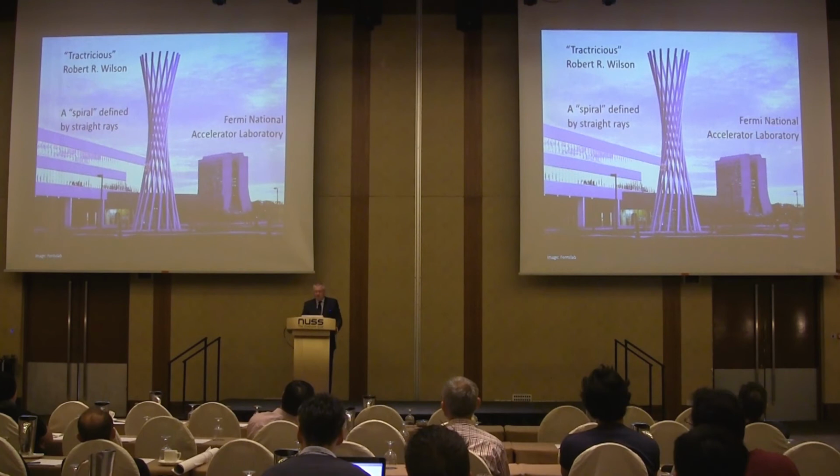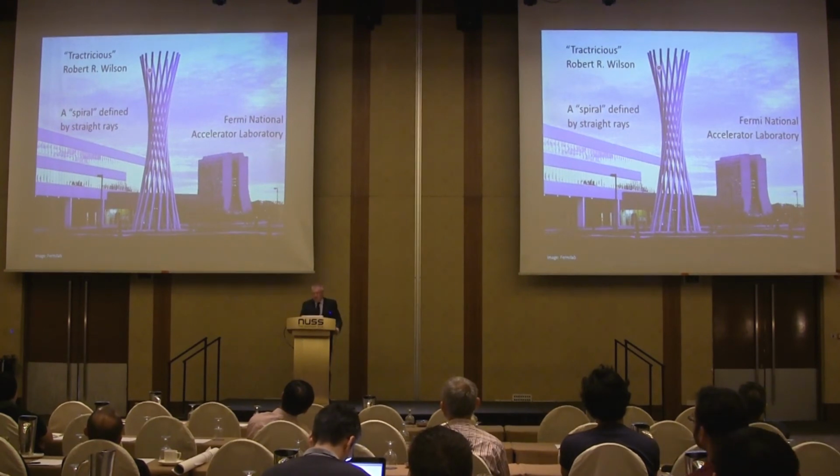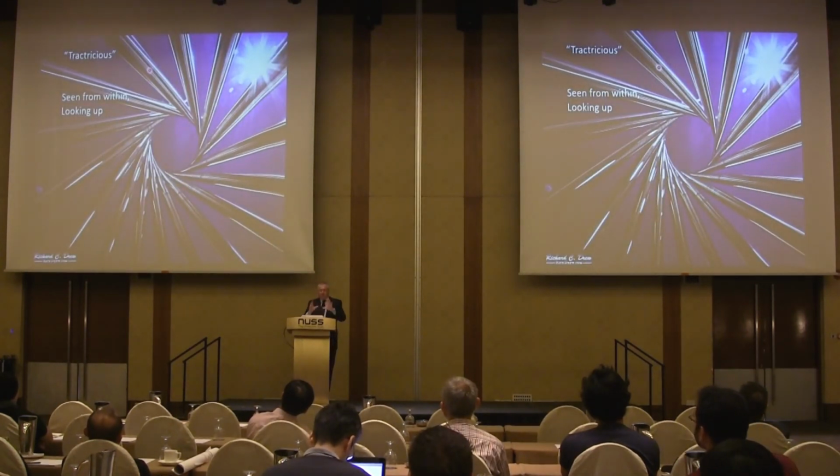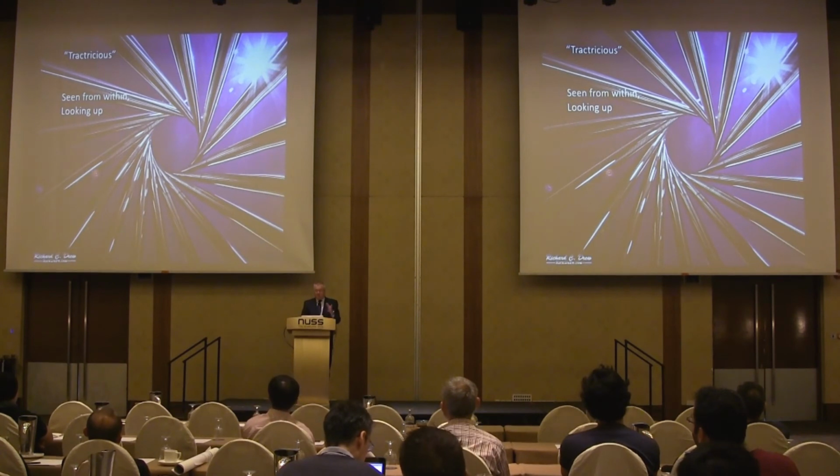Here's another famous example, this sculpture, Tractricious, which is an apparent spiral. Do you see the apparent spiral motion? But it's constructed of straight rays. Each of the members of the sculpture is just a linear beam, just a linear trajectory. But they're spaced around it so they give the appearance of a spiral motion. Here's someone standing inside Tractricious, posting the results on Instagram, and you can see there's a spiral motion.